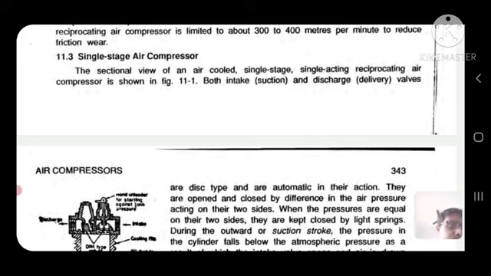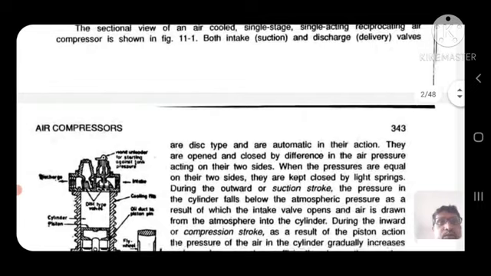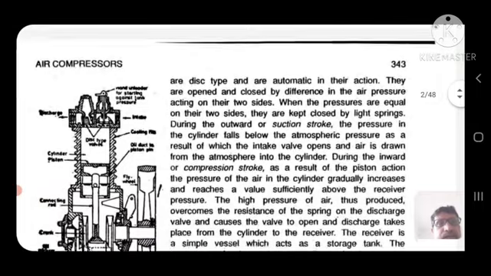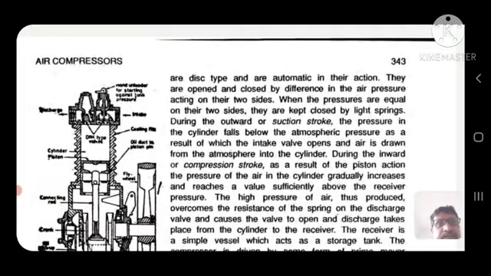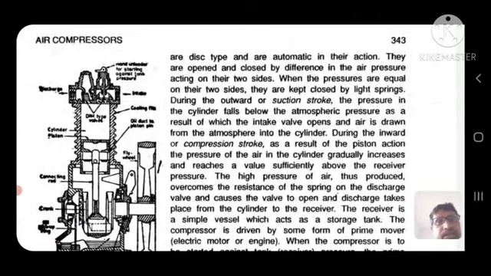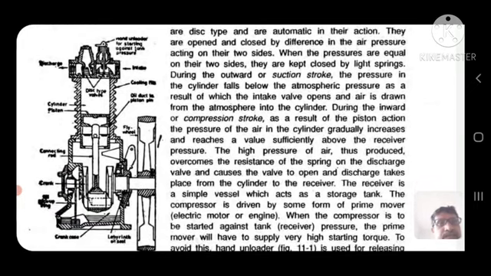First one, the single stage air compressor. Actually, in the sectional view of an air-cooled single-stage, single-acting reciprocating air compressor, both intake and discharge valves are of the disc type and are automatic in their action. They are opened and closed by the difference in the air pressure acting on their two sides. When the pressures are equal on their two sides, they are kept closed by a light spring.